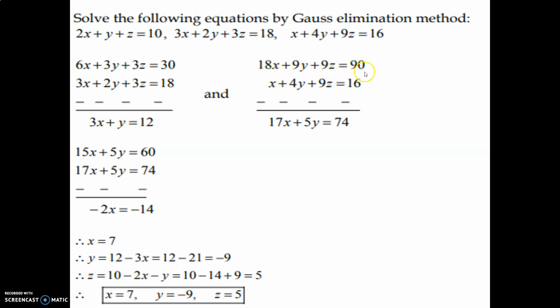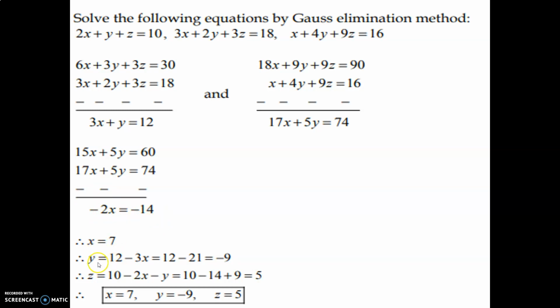18x plus 9y plus 9z equal to 90. x plus 4y plus 9z equal to 16. We cancel and derive 17x plus 5y is equal to 74. So we multiply 3x plus y equal to 15. So 15x plus 5y is equal to 60 and 17x plus 5y is equal to 74. We have to multiply by 5 here. So we simplify and derive minus 2x is equal to minus 14, x is equal to 7.